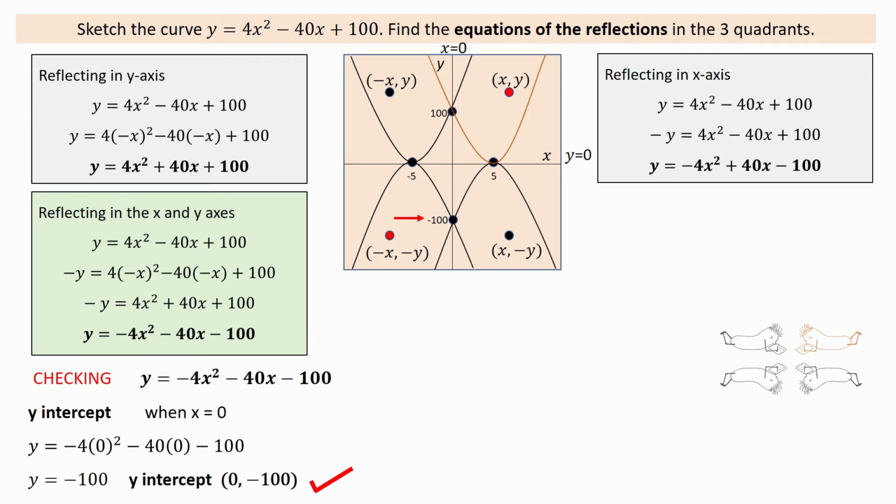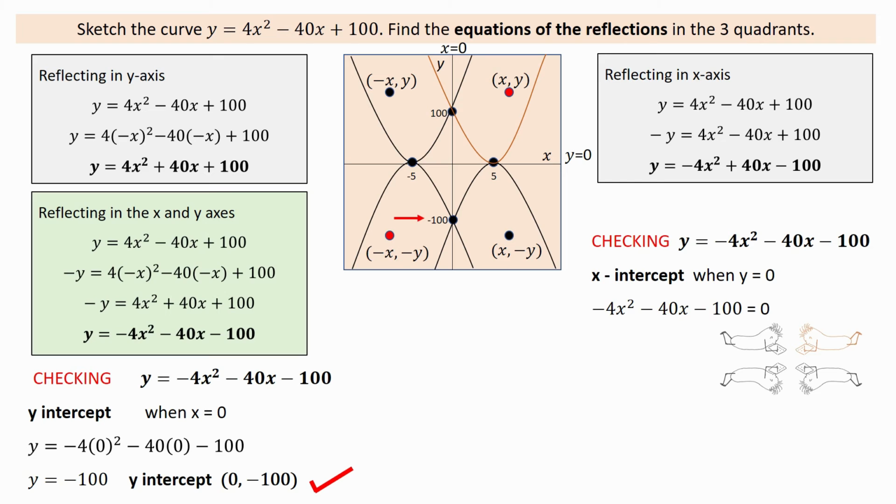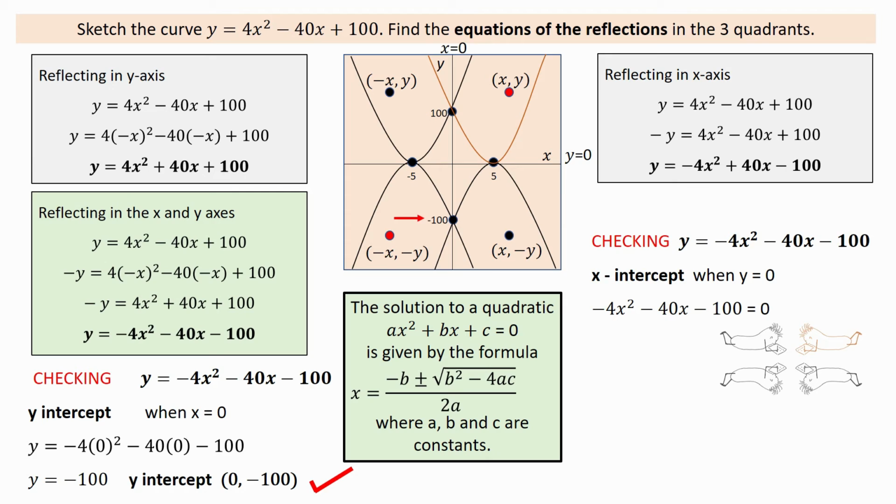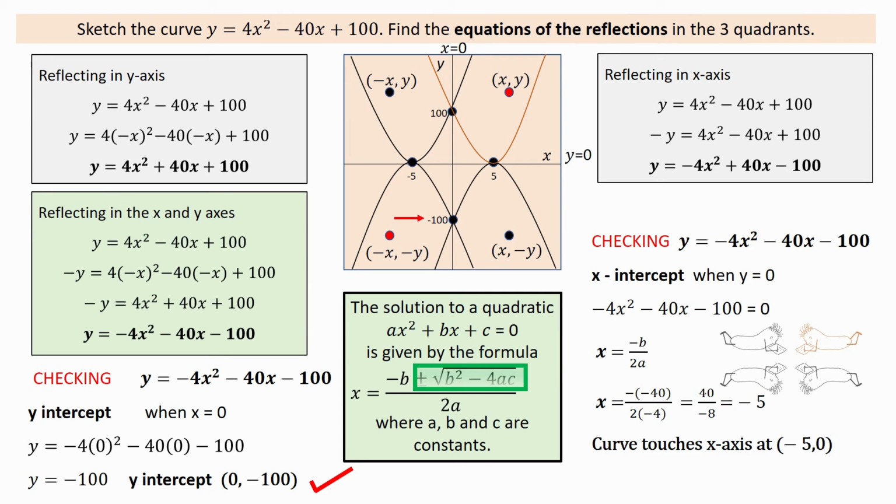Now check where the curve cuts the x-axis, which is when y equals 0, substituting y equals 0 into the equation, and solve using the quadratic formula, where we know the square root comes to 0, giving x equal to minus b over 2a. Substituting b equal to negative 40 and a equal to negative 4 gives 40 divided by negative 8, which equals negative 5. So the curve touches the x-axis at negative 5, 0, which is correct.